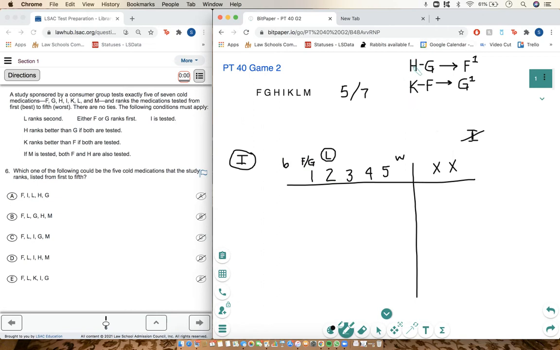Well, if you have H, then you know that you can't have G be first, right? G being first doesn't happen. Similarly, if you have K, then F being first doesn't happen, right? And so if you have H and K in at the same time, you can't have either G or F be first, right? And so because of that, H or K, one of them has to be out.